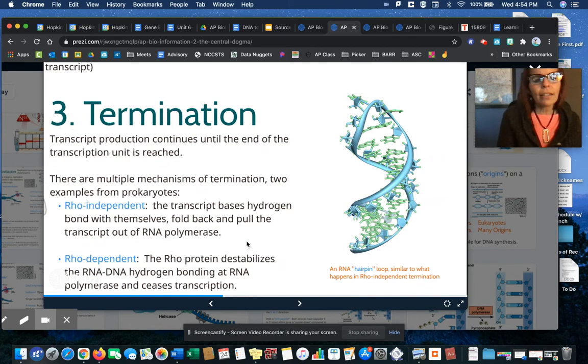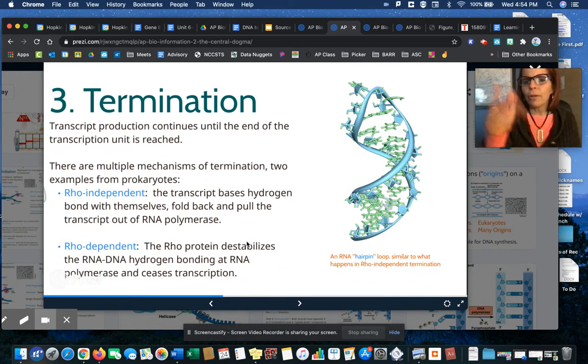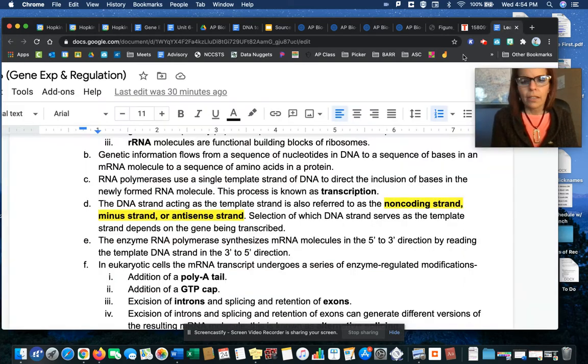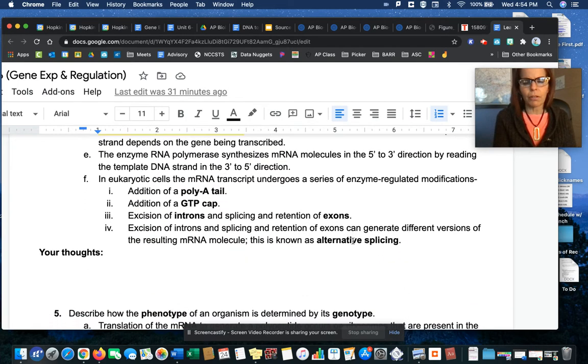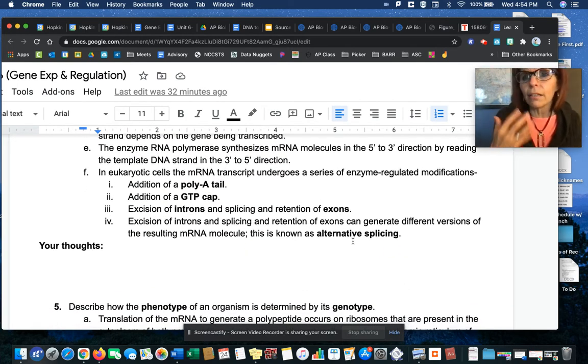Okay, and then the last section is termination, and we don't need to worry about termination right now. So that's the heart of transcription. Let's see if there's anything we don't know. I highlighted those names for the template strand just because they might not be familiar to you, and I want to make sure you don't stumble on them and then not know what you're doing. The enzyme RNA polymerase synthesizes mRNA 5' to 3', reading the DNA 3' to 5'.